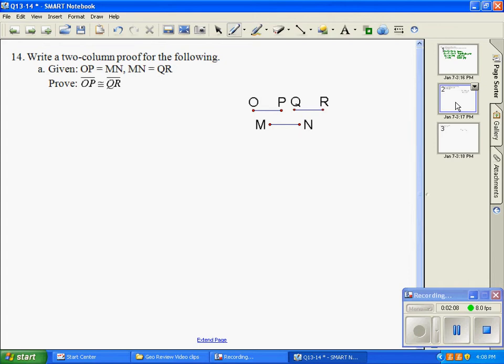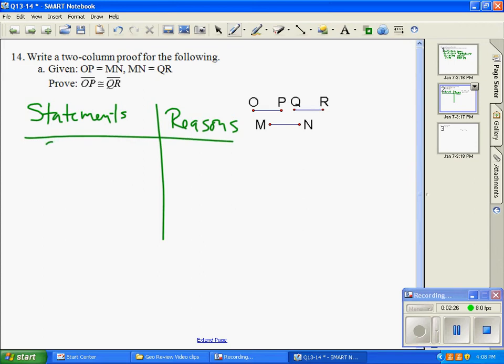So 2-column proof, remember we have the statements, and then we have the reasons. Okay, so first let's list the givens. We can list them on the same line or separate lines, it doesn't really matter.